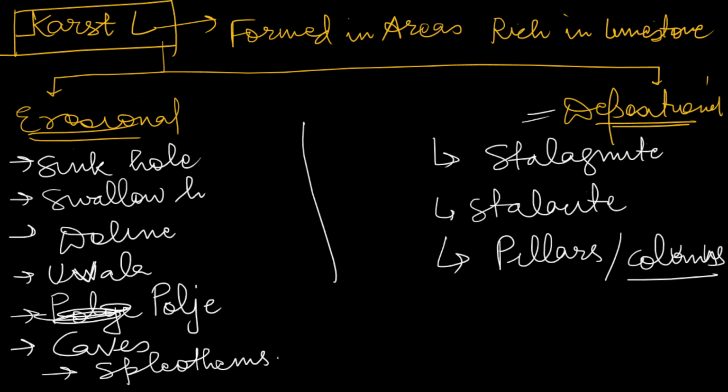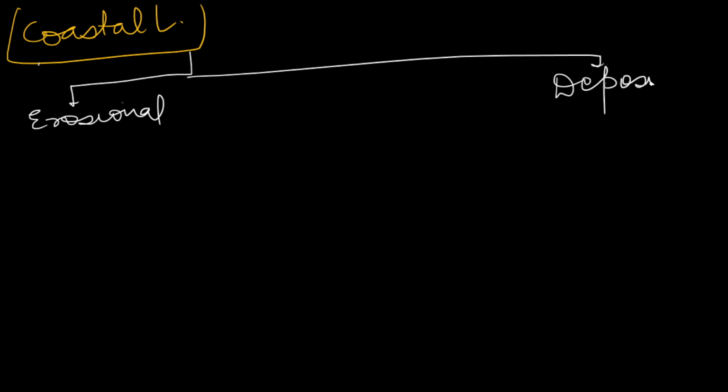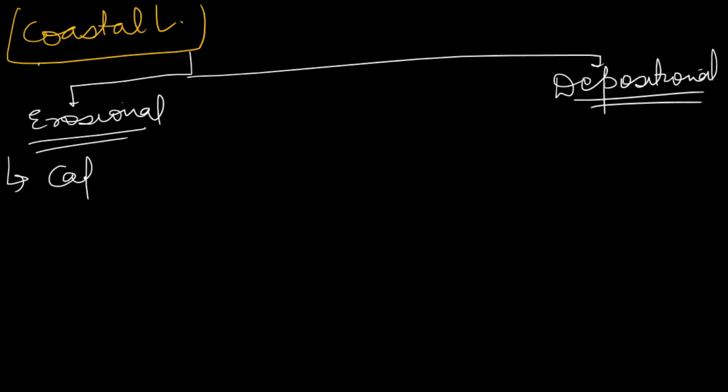Now let's move to the coastal landforms, which are found in coastal areas due to the action of seawater. In coastal you will also find erosional and depositional. First we will write the erosional ones. Erosional ones are capes and bays.